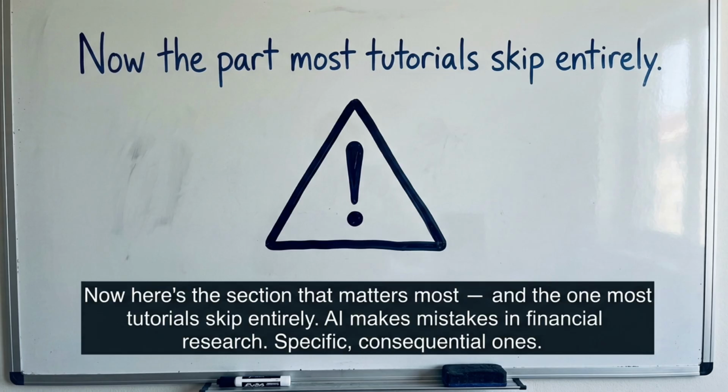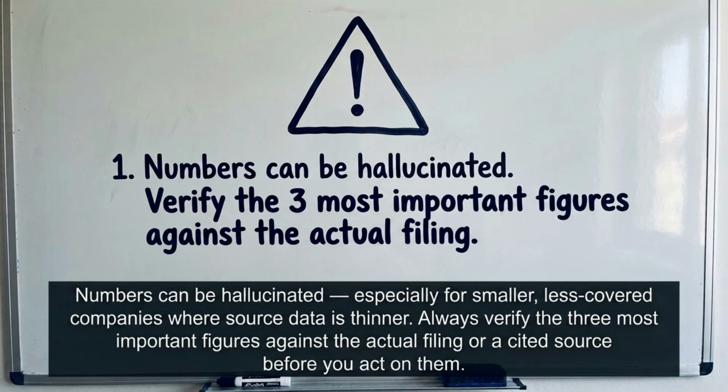Now, here's the section that matters most and the one most tutorials skip entirely. AI makes mistakes in financial research, specific, consequential ones. Numbers can be hallucinated, especially for smaller, less covered companies where source data is thinner. Always verify the 3 most important figures against the actual filing or a cited source before you act on them.